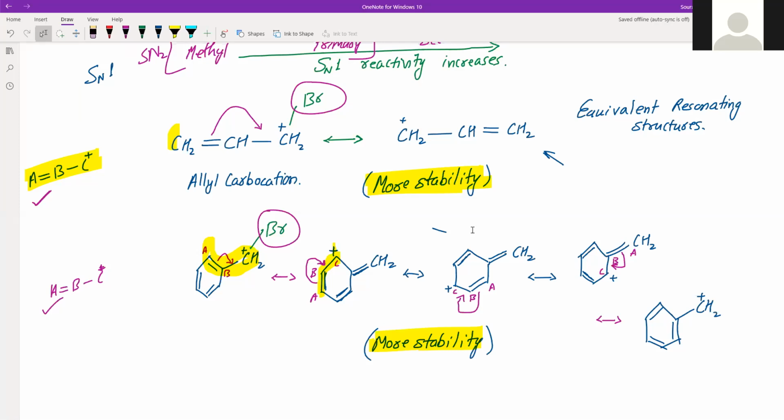The C-I bond is the easiest to break because of the bond dissociation energy involved. Bond dissociation energy is nothing but the energy required to dissociate or break a bond. That energy is less in the case of iodide and more in the case of fluoride. So that's why the reactivity of iodide is more. So that's about the reactivity factors or reactivity orders of SN1 and SN2.